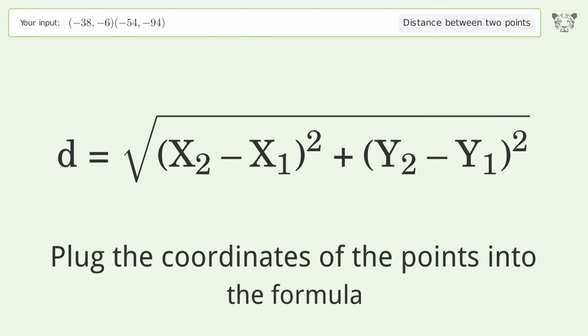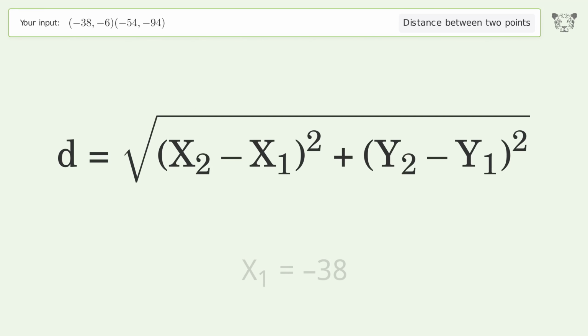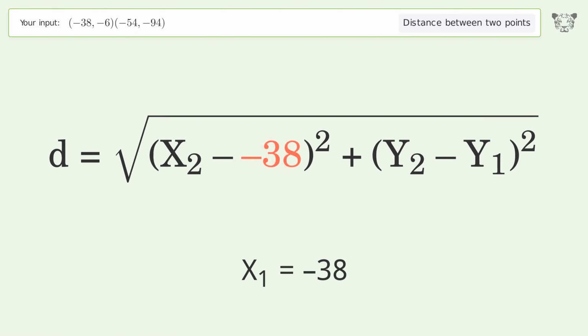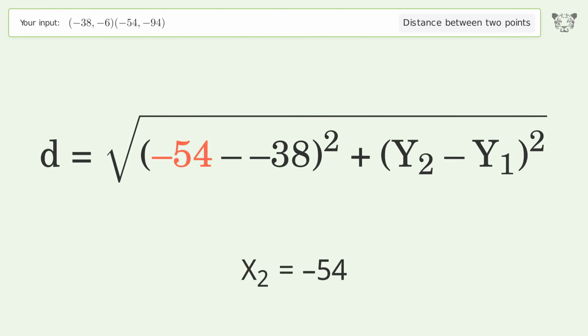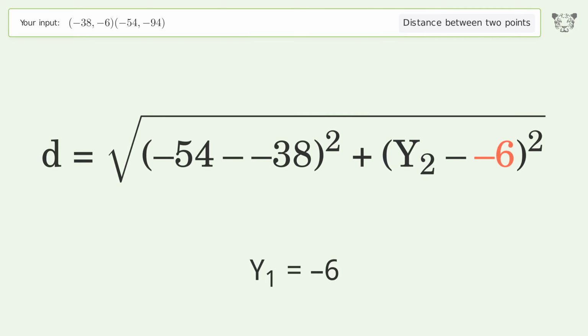Plug the coordinates of the points into the formula. x1 equals -38. x2 equals -54. y1 equals -6. y2 equals -94.